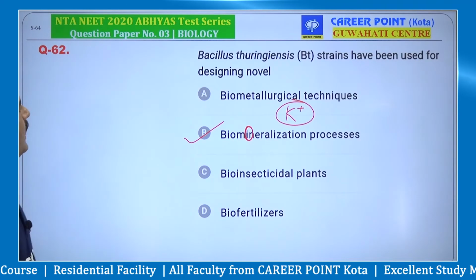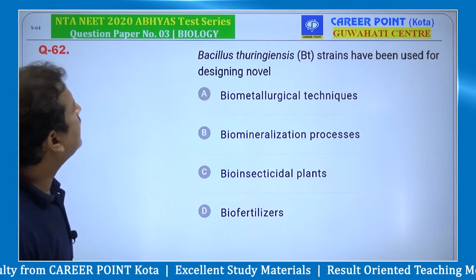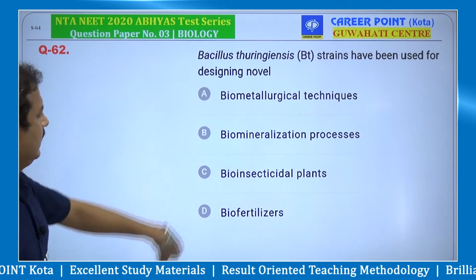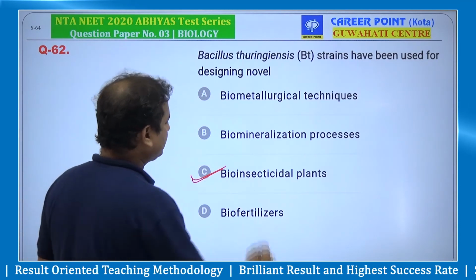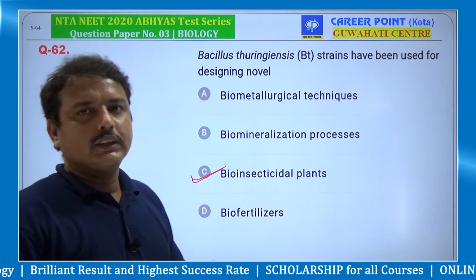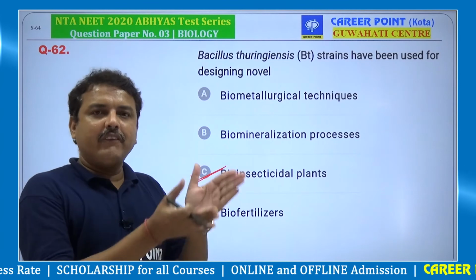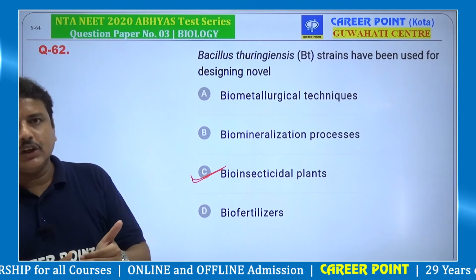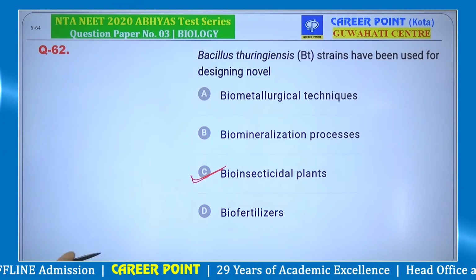Next, Bacillus thuringiensis strains have been used for designing novel bioinsecticidal plants. As you know with Bt cotton, the gene is introduced into the cotton plant to prevent destruction of the plant by insects. Clear? So it is bioinsecticidal plants.